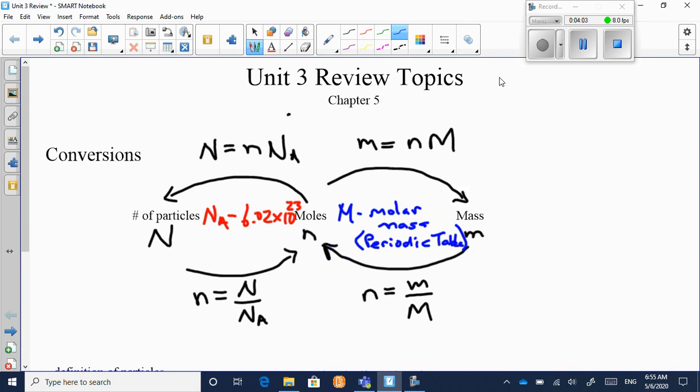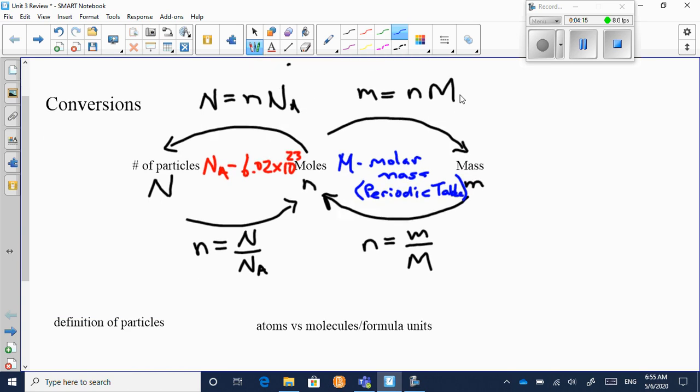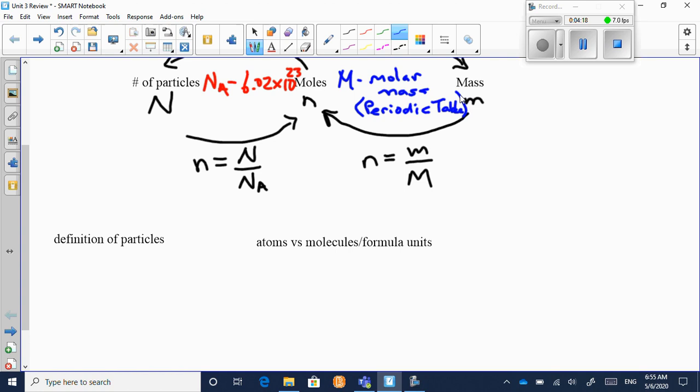So this is a really important conversion. We spent the first little bit learning how to do these conversions, and then they became very important as we did stoichiometry. So certainly a few questions using those conversions will be on the assignment.